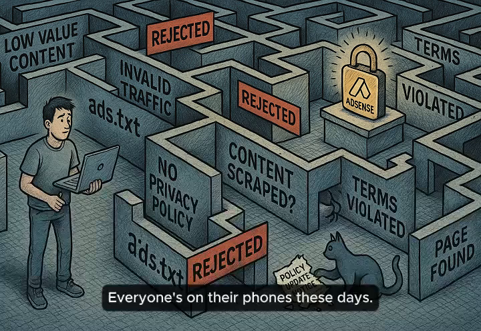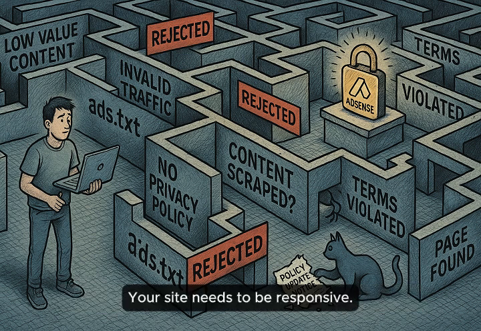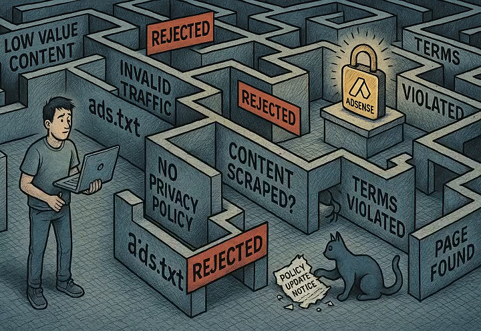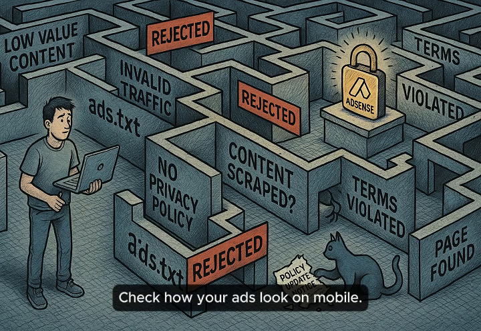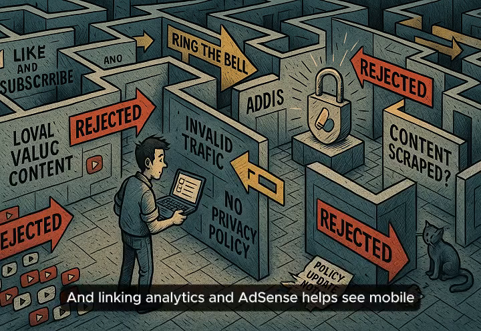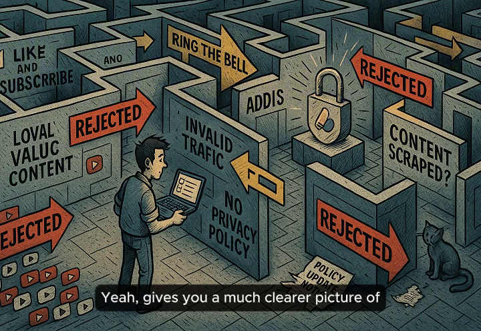And what about mobile? Everyone's on their phones these days. Super important point from the best practices article. Your site needs to be responsive. It has to adjust to different screen sizes. So the ads don't break the layout on a phone. Exactly. Bad user experience otherwise. Google hates that. Check how your ads look on mobile. If big ads mess things up, maybe use responsive ad units. They adapt automatically. Smart. And linking analytics and AdSense helps see mobile versus desktop performance. Yeah, gives you a much clearer picture of what's happening where.